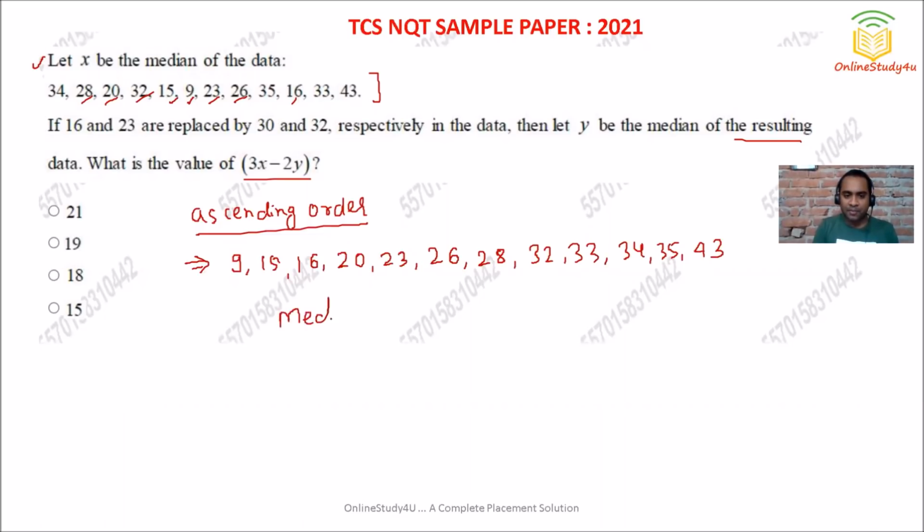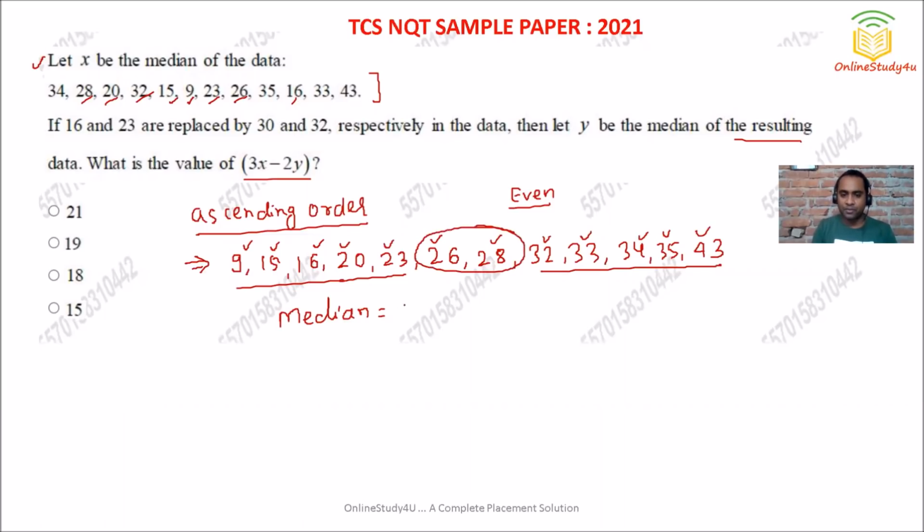Now let us calculate the median. Friends, how many numbers do we have? 1, 2, 3, 4, 5, 6, 7, 8, 9, 10, 11, 12. If we have an even number of data, then 5 on this side and 5 on this side, my median will be equal to the middle two numbers, because I do not have a single middle number, I have two middle numbers. So I will add both and then divide by 2. So 28 plus 26 will be 54, divided by 2. So the median will be equal to 27. This is nothing but the value of X.